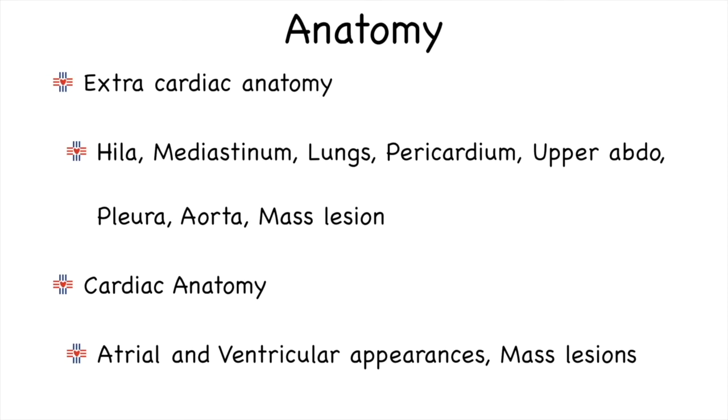In congenital heart disease, it is useful to talk about upper abdomen, looking for the visceral situs, looking at the aorta, and also looking for any paravertebral mass lesions in every patient who has cardiac MR examination. This is then followed by cardiac anatomy, which specifically talks about the atrial and ventricular appearances and if there are any mass lesions. In this session, I am not talking about congenital heart disease. I am specifically talking about adult cardiac MR examinations.